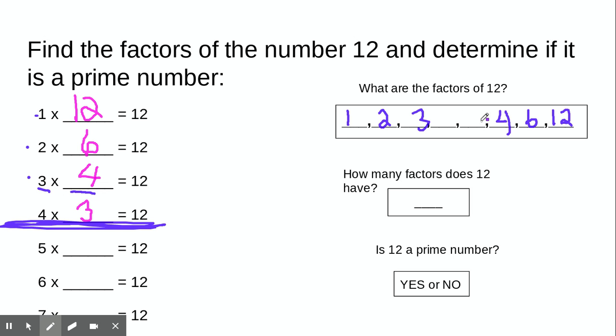So we're not going to use these boxes. We can just leave them blank. So we are done. So what are the factors of 12? 1, 2, 3, 4, 6, and 12. So how many factors does 12 have? We have 1, 2, 3, 4, 5, 6 different factors. Knowing that 12 has 6 factors, is 12 a prime number? No, 12 is not a prime number because we know a prime number only has 2 factors.